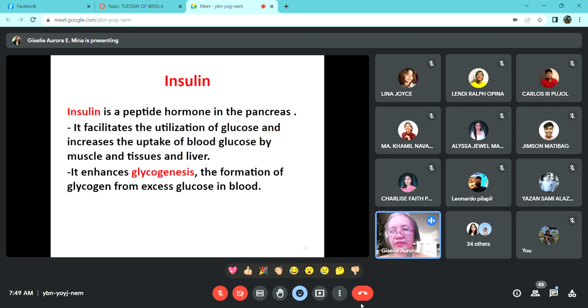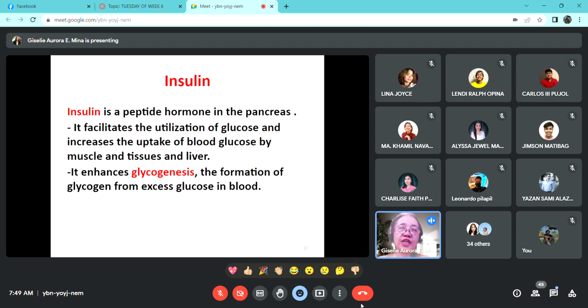So the opposite of this is your insulin hormone. This is also a peptide hormone. I'm sure you are familiar with insulin. Insulin is a peptide hormone secreted in the pancreas. It facilitates the utilization of glucose and increases the uptake of blood glucose by muscle, tissues, and liver. Okay, it enhances glycogenesis, the formation of glycogen from excess glucose in blood.